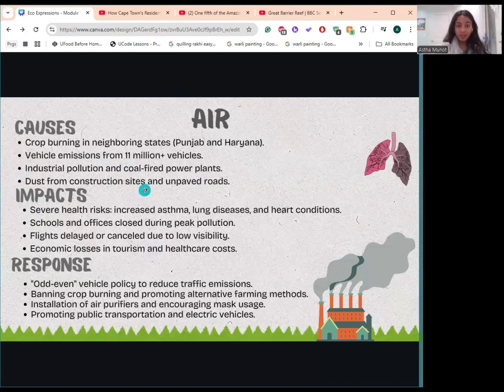So what are the impacts of having this bad air pollution? There are severe health risks from breathing in this kind of air. There are increased chances of asthma, lung diseases, and heart conditions. Moreover, schools and offices are closed during the peak of the pollution, so people cannot be outside breathing that air. Flights are delayed or canceled due to the low visibility, and there are economic losses in tourism and healthcare costs. People avoid touring or going to this city during the peak of pollution because they don't want to be breathing that kind of air.